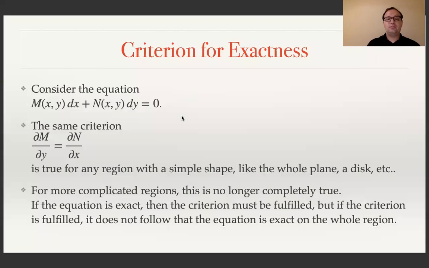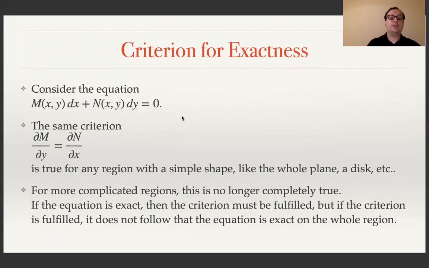Just one warning. Everything that I have said so far only applies to domains with simple shapes, like rectangular domains, for which I stated the criterion. But more generally, for the whole plane, or for a disk, or for a triangle, in any case, a domain that doesn't have holes in it.